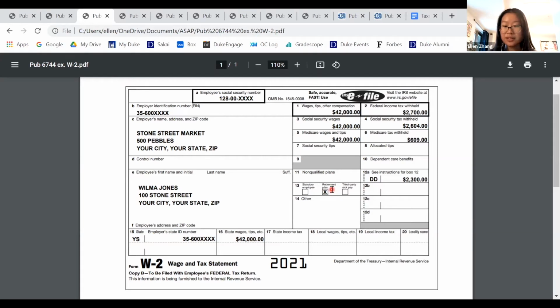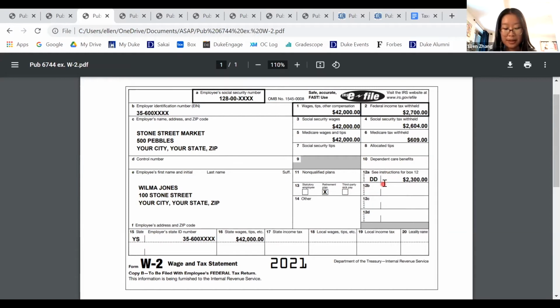And the specific thing that they do with their wage can be found in box 12A with their code. So there are a bunch of different codes that have different meanings. For example, DD here is an employer-sponsored healthcare coverage, which is not taxable.